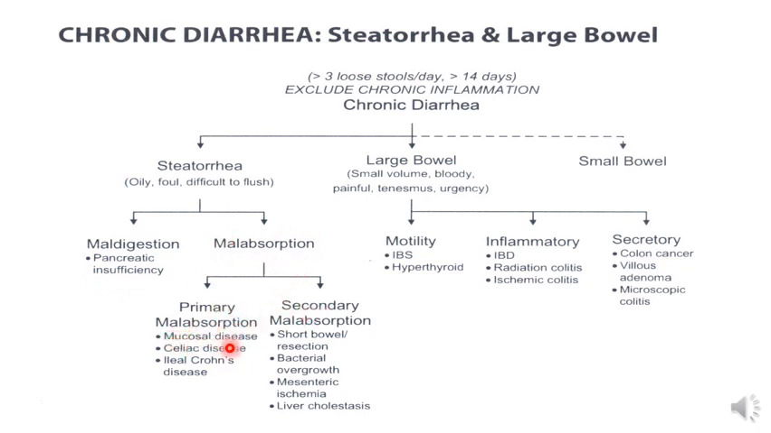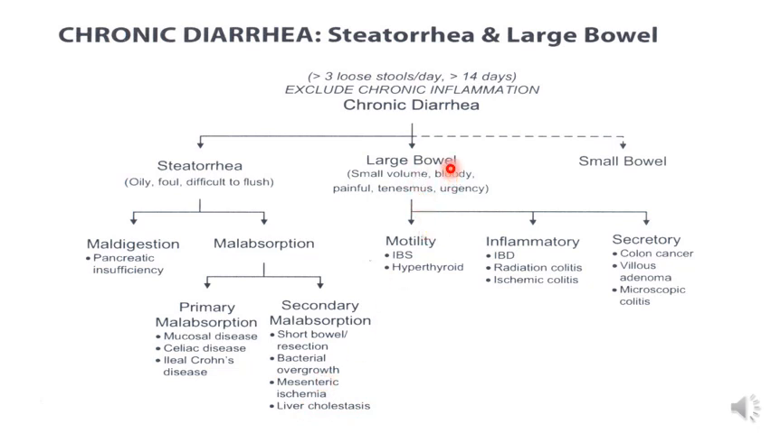Here, mucosal disease, celiac disease, ileal Crohn's disease, secondary to short bowel resection of the bowel, bacterial overgrowth, mesenteric ischemia, and liver cholestasis, because bile salt is very essential for digestion and absorption.